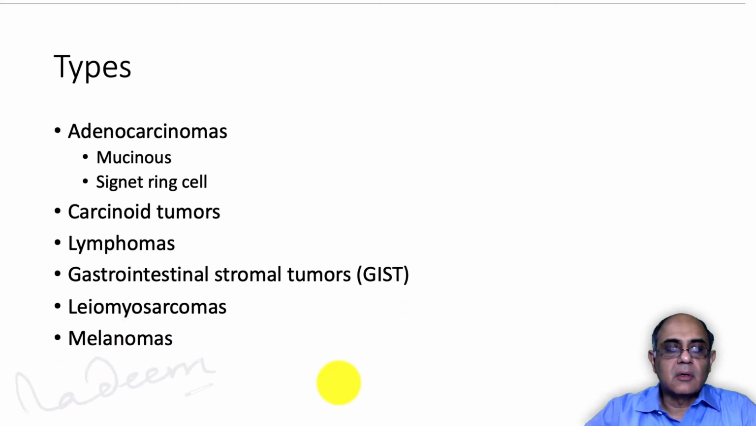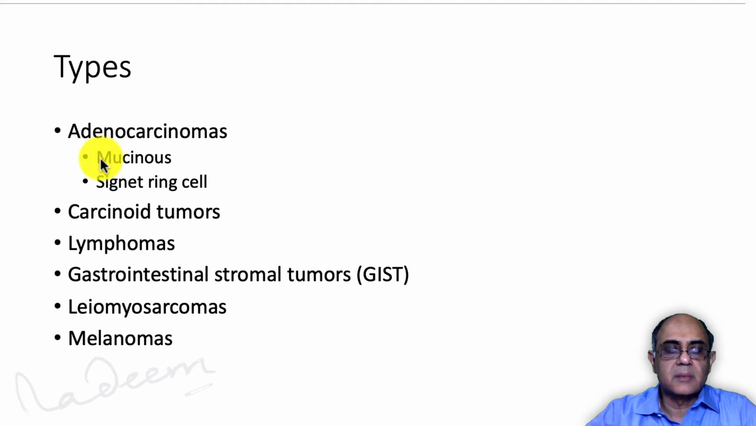So these are the commonest tumors which we can see in the colonic area and the rectal area, and the bulk of them is taken by the adenocarcinomas. About 90% plus of colorectal tumors are adenocarcinomas, which can be mucinous and signet ring cell.